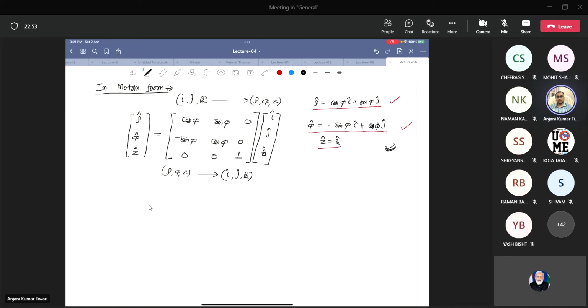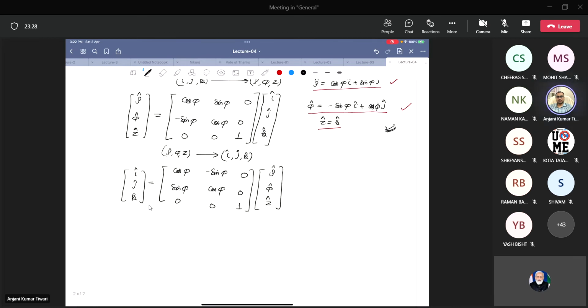So how do we make this transformation? It is just the inverse of that. So i, j, k, and since its determinant is 1, it will be just the transpose of that. So it will be cos phi, sin phi, 0; minus sin phi, cos phi, 0; 0, 0, 1, into rho cap, phi cap, z cap.